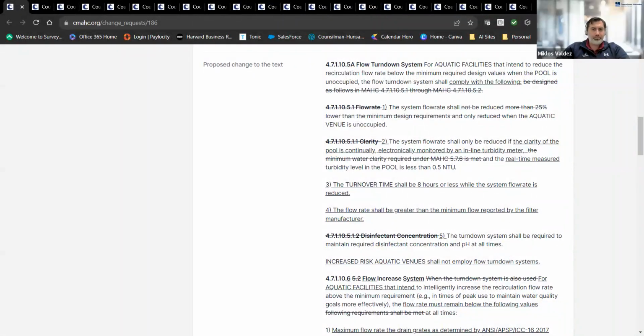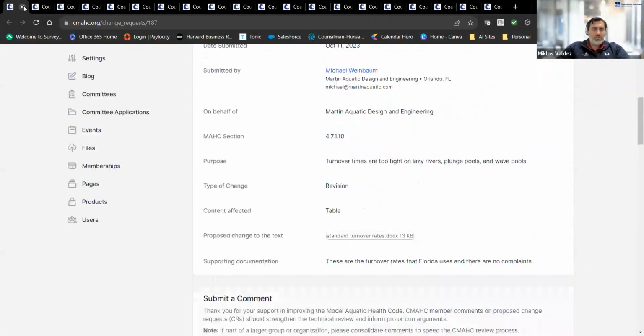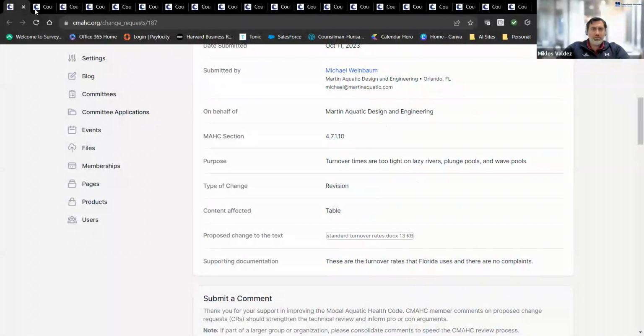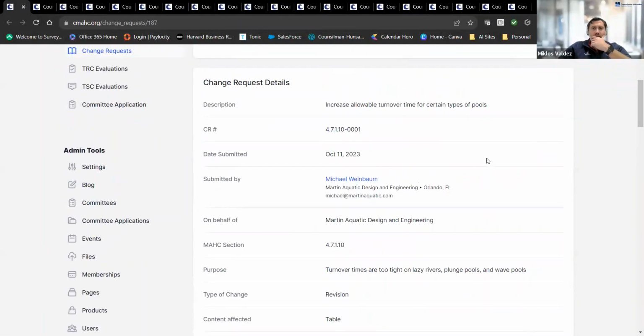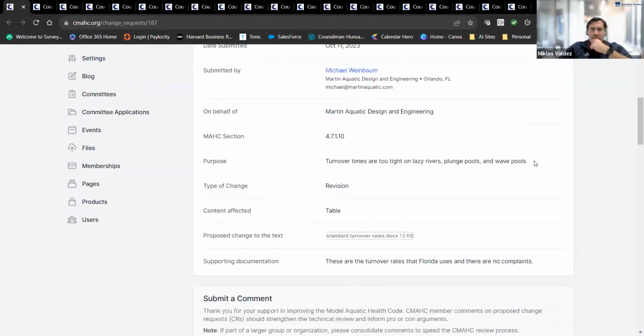All right. Next one is 47110, and that again was submitted by Michael Weinbaum. James, I think this one's yours as well.